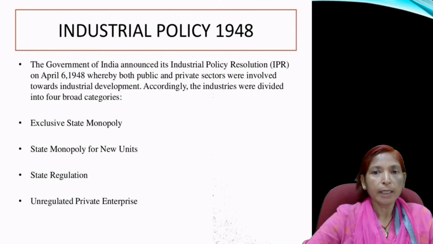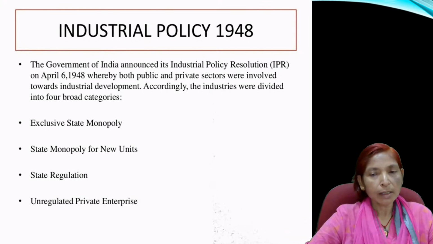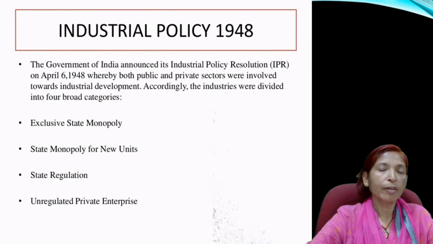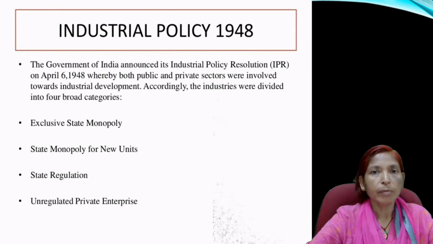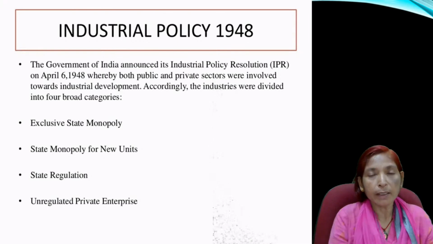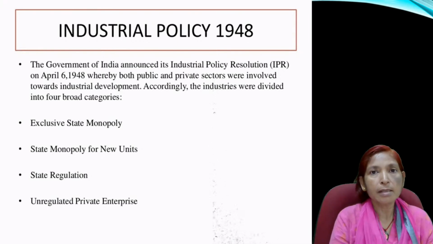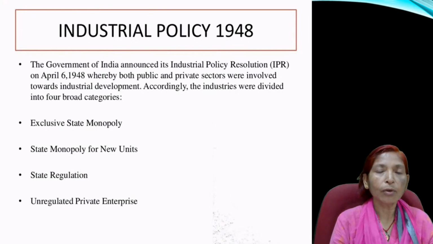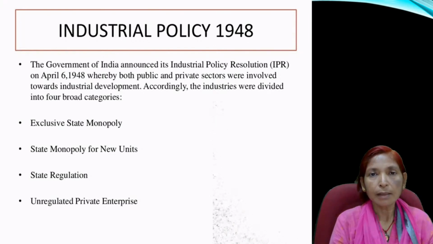So the government of India launched the first Industrial Policy Resolution on April 6, 1948, and in this, the public sector played a very important role, because industries were divided into four broad categories, but three categories belong to the state or government sector. Only one is related to the private sector. It means the dominant role was played by the public sector in this industrial policy.